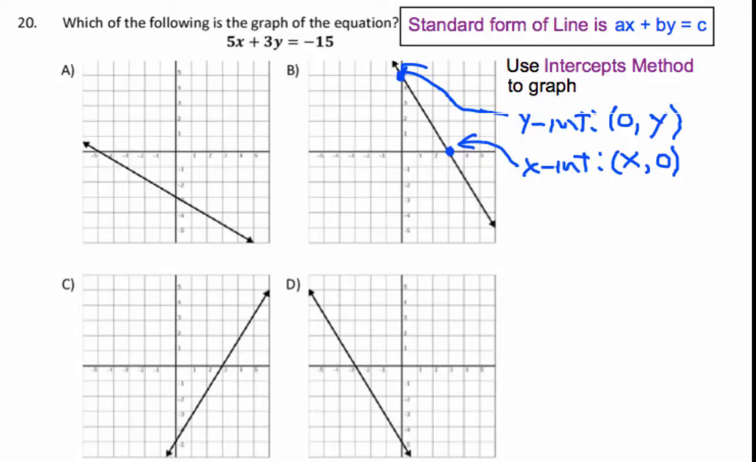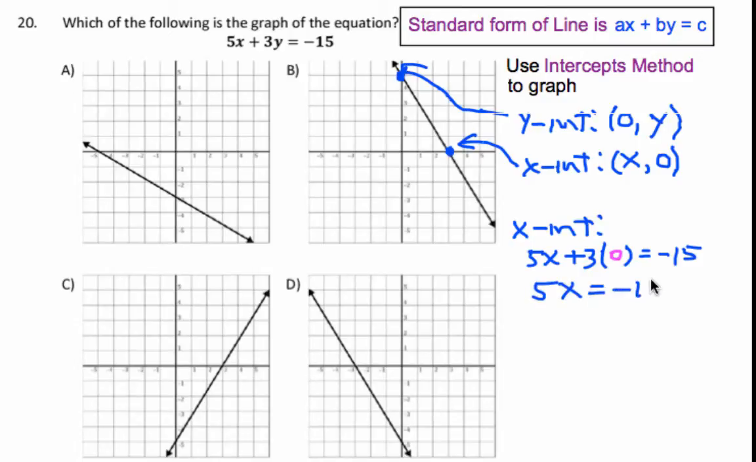So let's find the x-intercept first. We know at the x-intercept that the y is 0, so we'll plug in y with 0. So 5x plus 3 times 0 equals negative 15. Solving, we get 5x, 3 times 0 is 0, equals negative 15. Dividing both sides by 5, we get x equals negative 3.